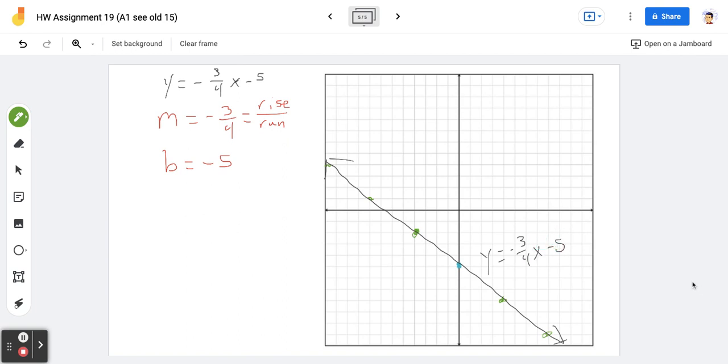There it is. Tutorial of how to graph lines. Use those steps. I'm going to be looking for those steps when we work in class tomorrow.